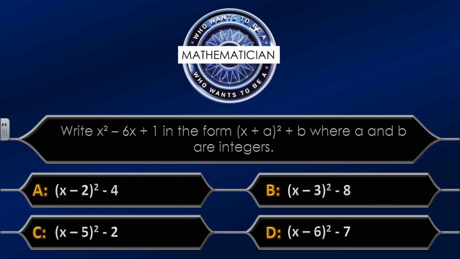The correct answer is B. (x minus 3) squared minus 8.